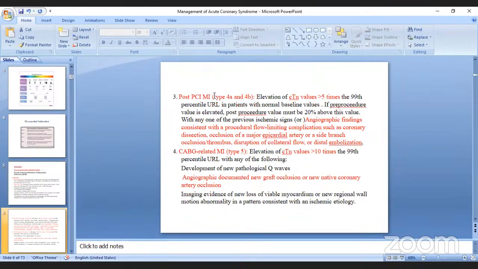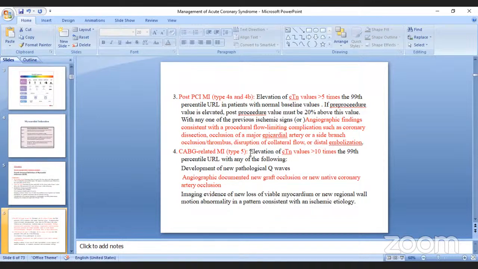In case of post-PCI MI, like type 4A, 4B, and 4C, the elevation of the cardiac troponin value should be more than 5 times in patients with a normal baseline value. Suppose the patient has a high pre-procedure troponin value, the post-procedure value must be 20% above this value. Along with this, the patient should also present with at least one of the previous ischemic signs which I mentioned earlier, or there should be angiographic evidence consistent with a procedural flow-limiting complication, such as coronary dissection, any occlusion of a major epicardial artery, any disruption of the collateral flow, or any distal embolization.